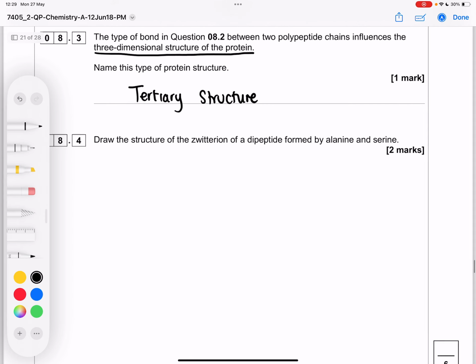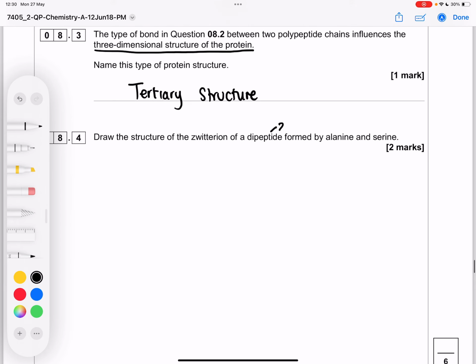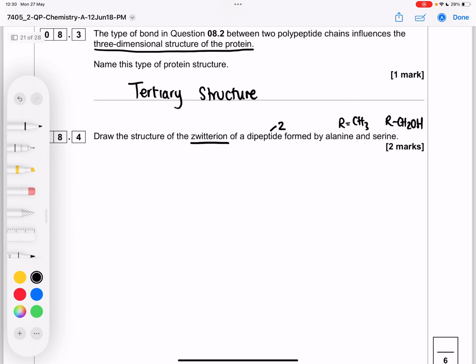Now we have to draw a dipeptide, so that's 2. Alanine, where the R group, if we have a look on our data sheet for that, alanine's R group is a CH3, and serine's R group is a CH2OH. So we're putting these together, so we're drawing a dipeptide, and it's the zwitterion. Okay, so it's an amino acid, but when we make the zwitterion, it becomes an ammonium group. And then we have a C with a H, and then we have our first R group.